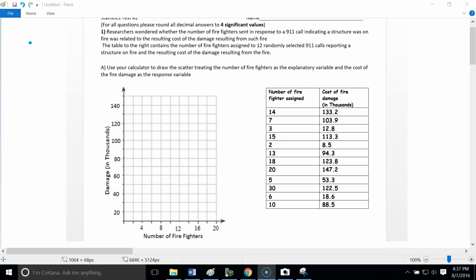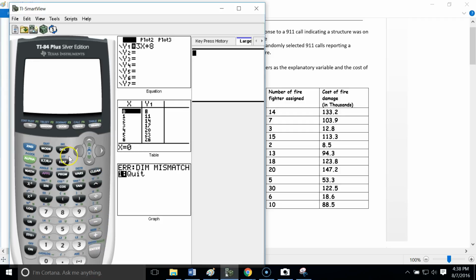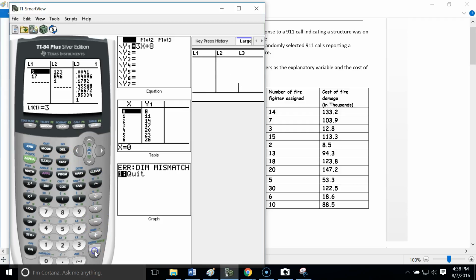Part A says, use your calculator to draw a scattergram treating the number of firefighters as the explanatory variable and the cost of the fire damage as the response variable. Okay, so first thing we have to do is go to our calculators for this one. Hit clear, we're going to go stat, edit, hit enter. We want to erase that list, so we can highlight the L1, hit clear, enter. And then I want to erase list 2, so select L2 with your arrows, then hit clear and enter.